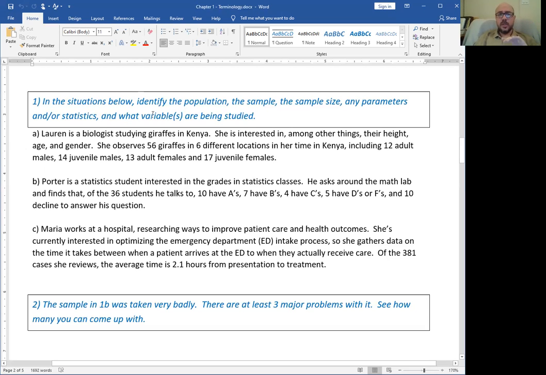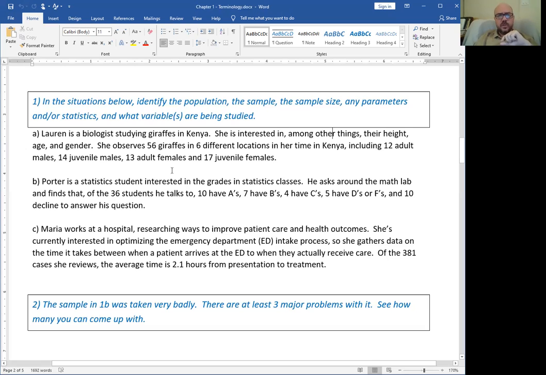Variables being studied, well, it says that among other things, she's looking for height, age, and gender. So height, age, and gender would be the given variables, plus presumably you're not going to travel to Kenya just to get the height, age, and gender of 56 giraffes. You're probably going to want to know some other things about them, but I don't know much about giraffes. So when I wrote this problem, that's all I cited. So that's number 1.